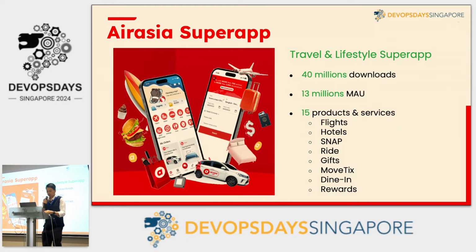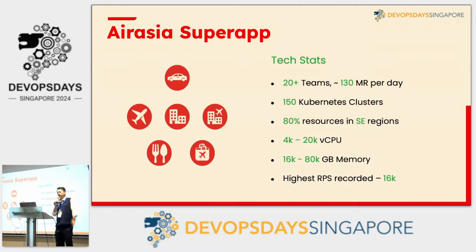Okay, a bit on the tech side. How many teams do we have in engineering? Today, we have over 200 engineers and over 20 teams. We have 130 MRs per day. We mostly run on Kubernetes, so we have 150 clusters. 80% of resources are in the South Asia region. CPU type varies. We're using 4K up to 20K vCPU.